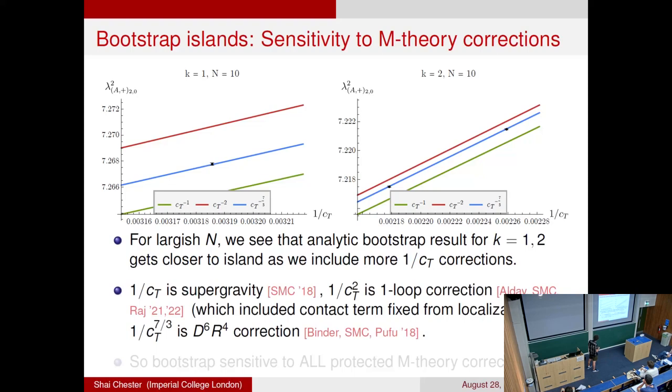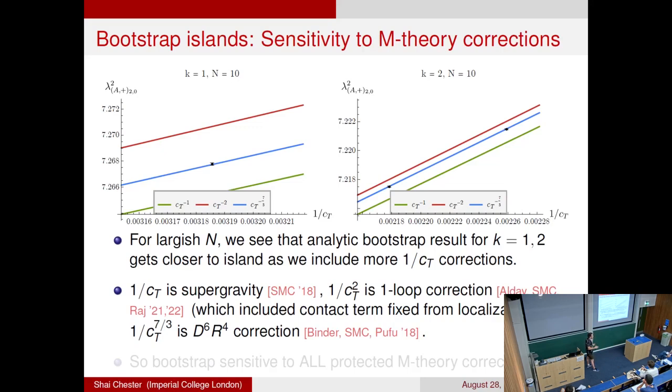Okay, and we're also focusing on a specific value of N, which is N equals 10, because we want to focus on the strong coupling regime, because we want to compare it to M-theory corrections. And so the cool thing about this plot is that you see that, first of all, you could compute both upper and lower bounds, because this is an OPE coefficient of a protected operator. So we actually have islands. So these are rigorous islands.